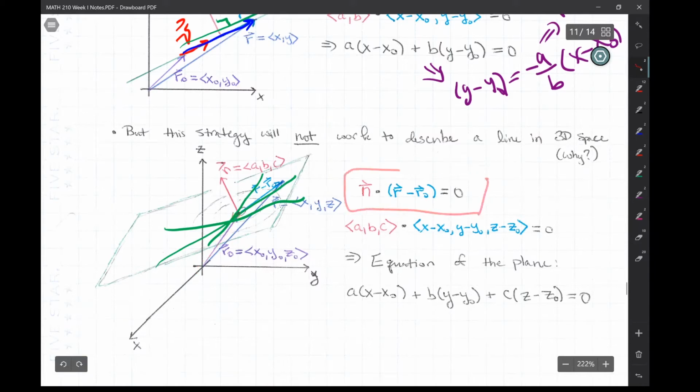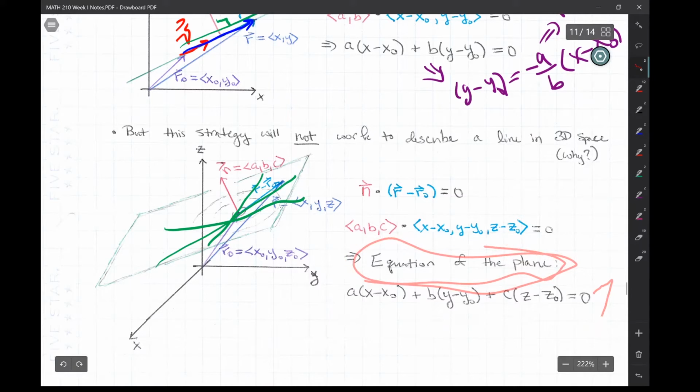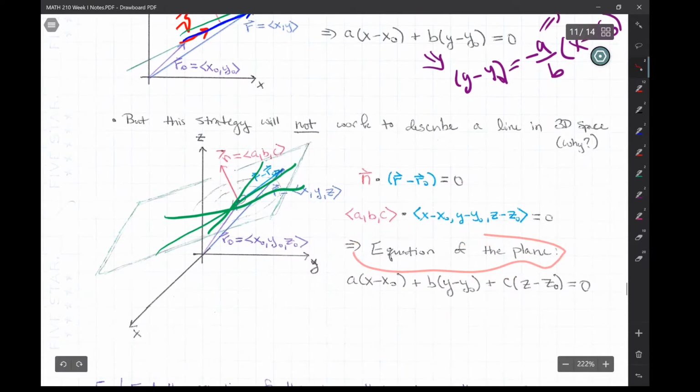So they're going to respect this relation here. Okay, so if n is given as ABC and r minus r naught is what you see here, these knotted values are given. Then for any point on the plane, you're going to respect that relation there, which you could write out this way. Okay, this here is the equation of the plane that you get. And this is why trying to describe a line this way in space just doesn't work, because you actually end up with a plane.